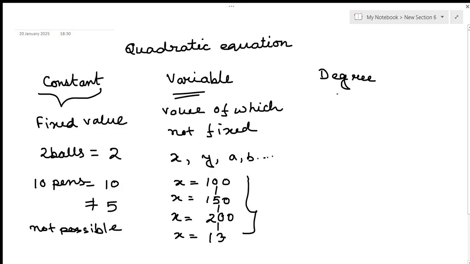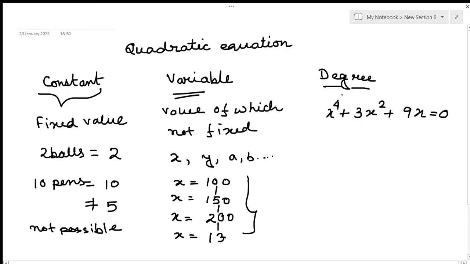Now what is the term degree? Degree is when we are taking a one variable polynomial. Suppose I am writing x to the power 4 plus 3x square plus 9x is equal to 0. Then the maximum power of the variable x here is 4. Sorry, this is not a polynomial, this is an equation. So in this case the degree is 4.